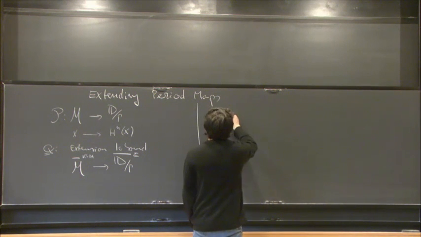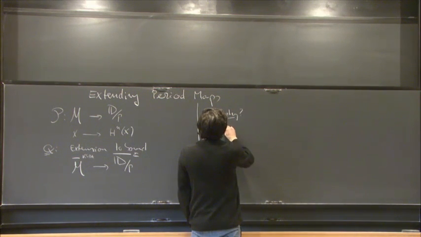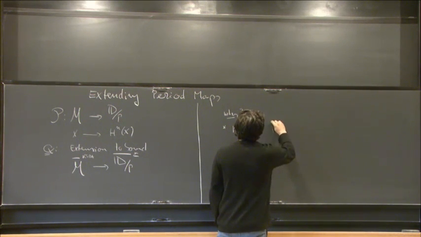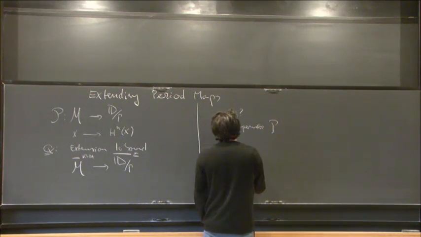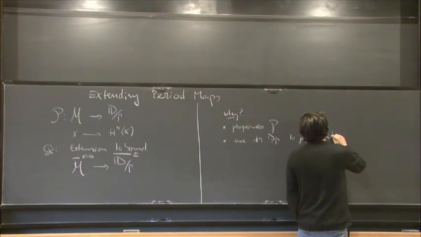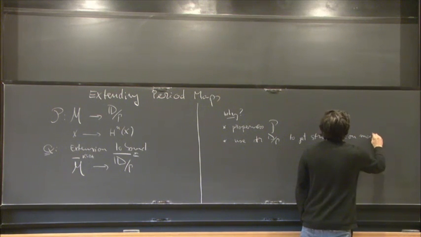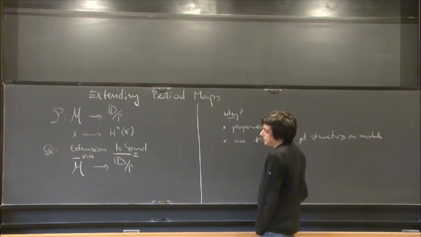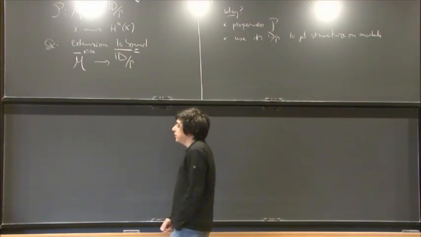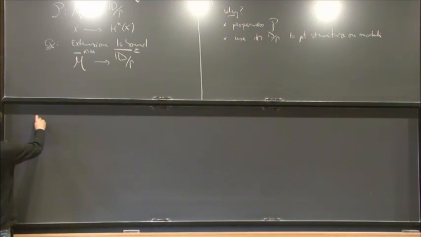So why would you want to do something like this? Because you would want to establish appropriate properness results for period maps, and you would want to use structure on D mod gamma to get structure on the moduli. And as in Christian's talk, to do these kinds of things, you have to move away from a normal crossing situation and so on. But that is a talk for the future. So today I'll discuss something very classic.